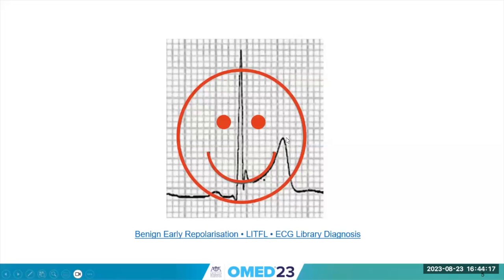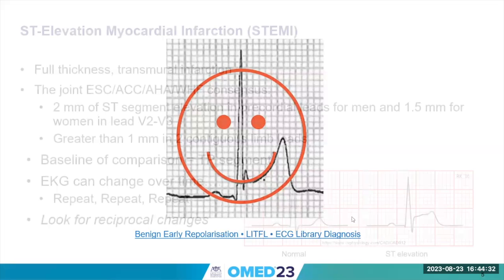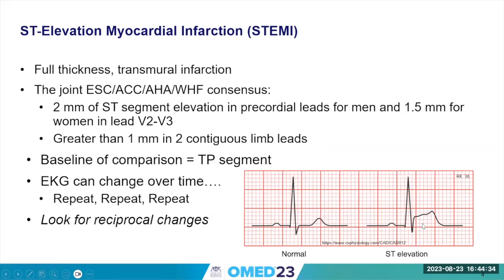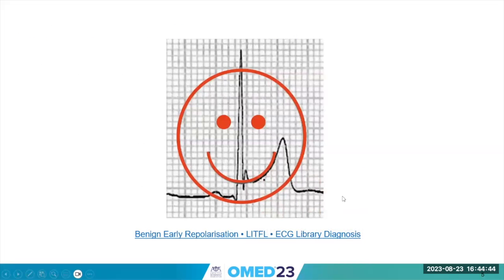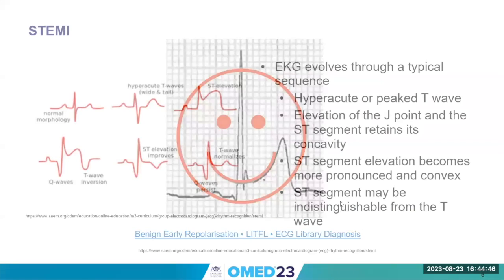And also we have the smiley face here. I love this picture. Credit to Life in the Fast Lane for this. But as you can see, we have this concavity or the smile to the ST elevation, also with that notched J point. Whereas if you compare here to the ST elevations, you can see what they do is they compare this to kind of more of a frown situation. Doesn't have that same smile, doesn't have that same concavity that this has.